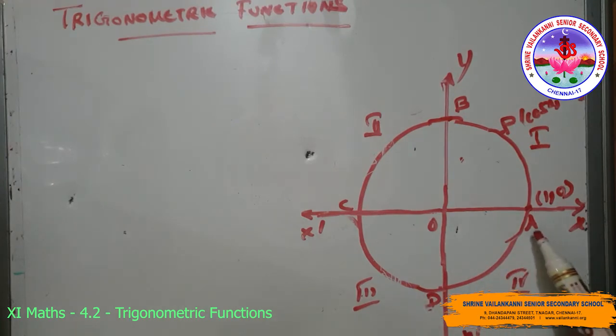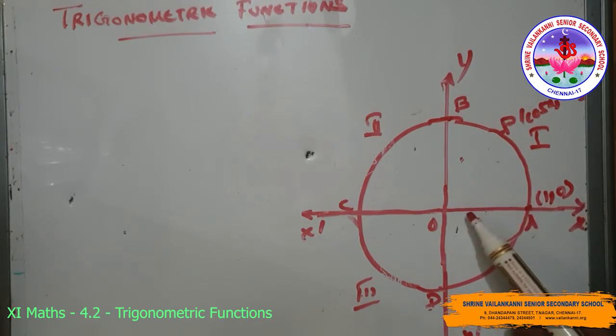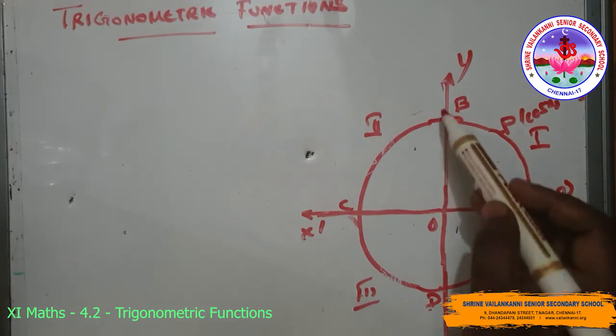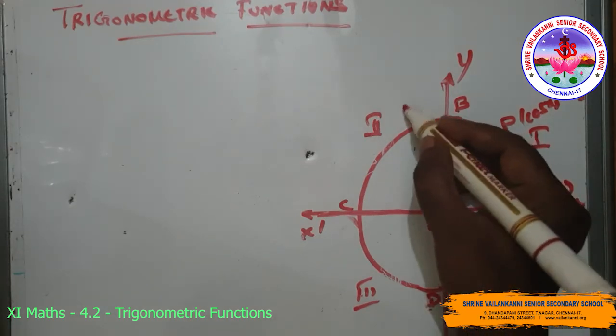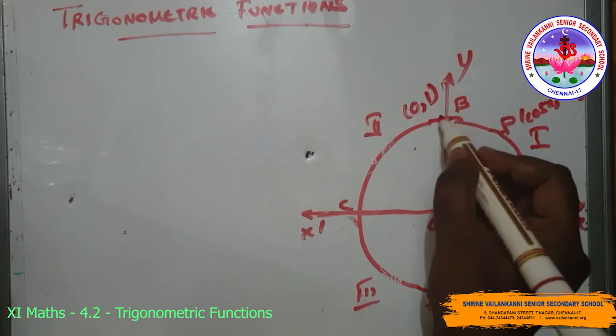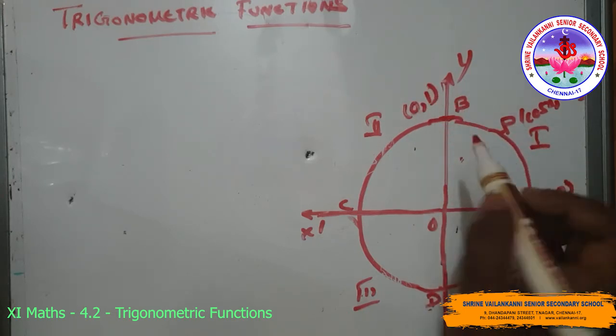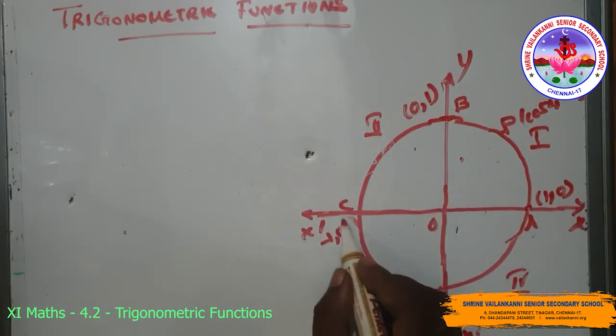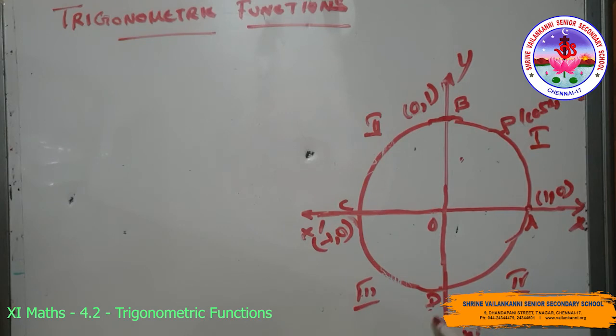The coordinates of A, B, C and D are as follows. A is 1, 0. Here x is 1 since this is a unit circle, and y is 0. B is 0, 1, so y is 1 and x is 0. On the negative side of x, the point C is minus 1, 0, and the coordinates of D are 0, minus 1. These are the first, second, third and fourth quadrants.